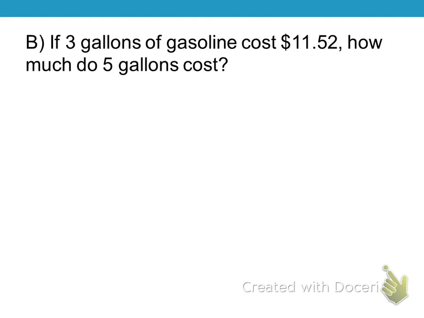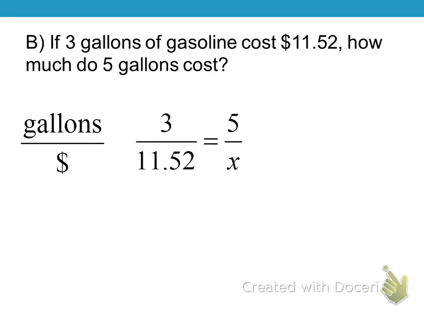So using the information on the board, what are the 2 things that I'm talking about? Gallons of gas and the cost. So I'm going to put gallons on top and the cost on the bottom. What's the first piece of information that I'm given? 3 gallons goes with 11.52. And 5 gallons goes with I don't know. So this is what my proportion is going to look like.